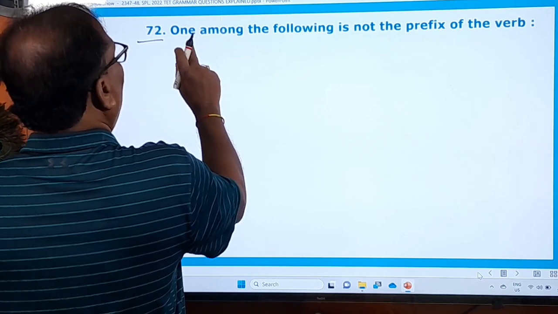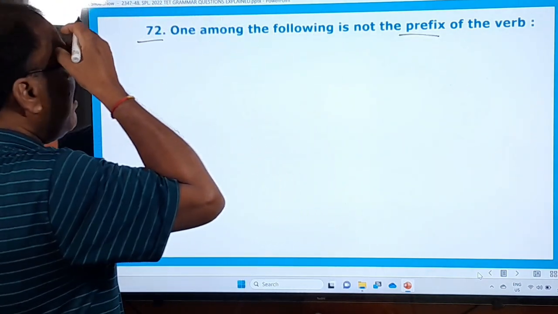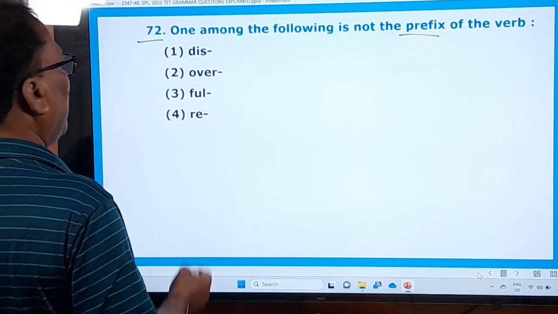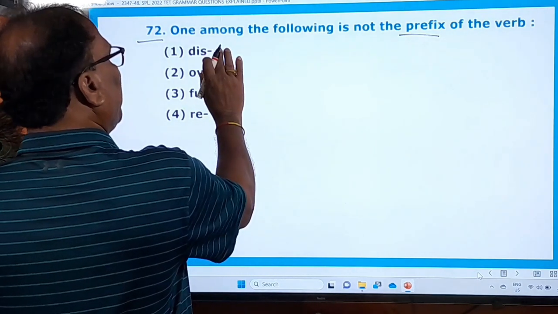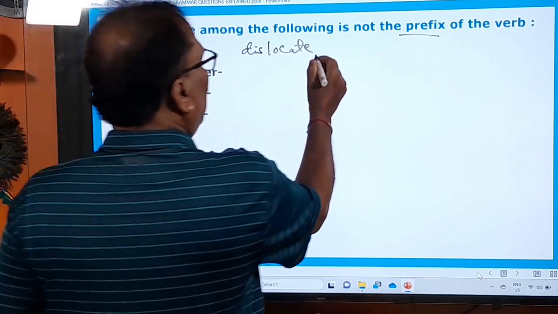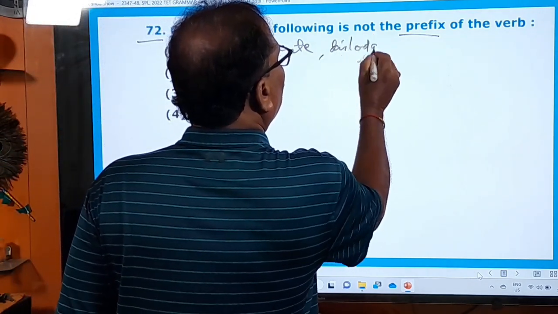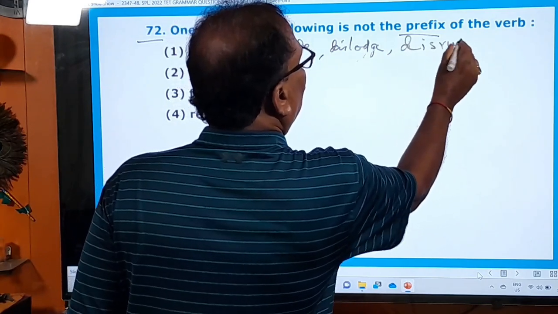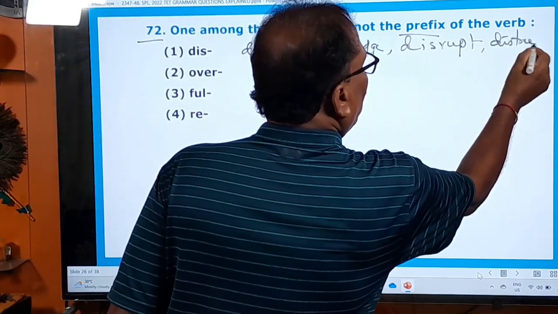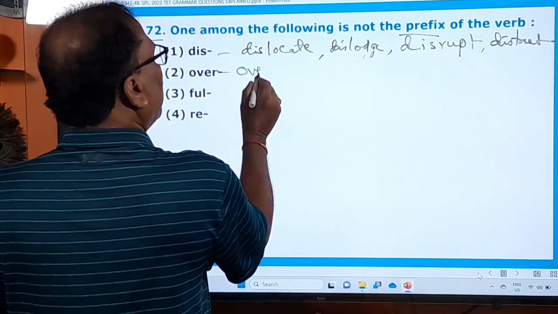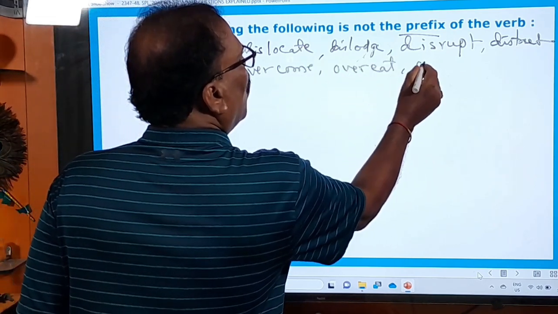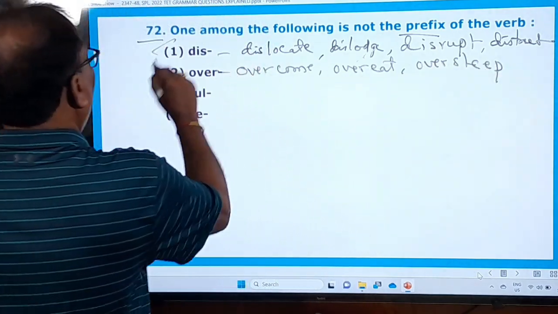And the 72nd one: which among the following is not a prefix of a verb? It's a very simple question, but if you have some idea about prefixes and suffixes, you can easily answer this. Can it be a prefix of a verb? Yes. Dislocate, removing from the location. Dislodge. And disrupt, distract. Many words are there. Over can also be used as a prefix to form verbs. Overcome, overeat, oversleep. Over is also okay.